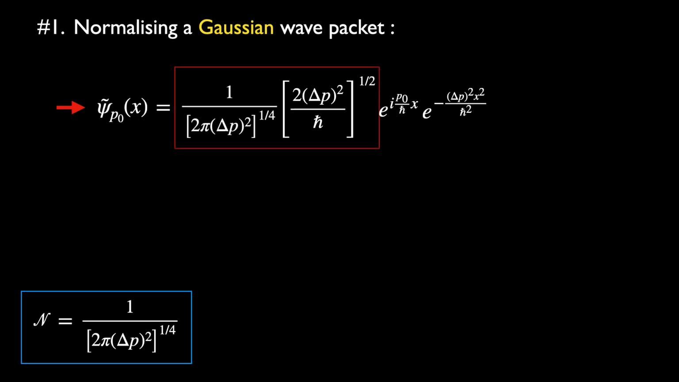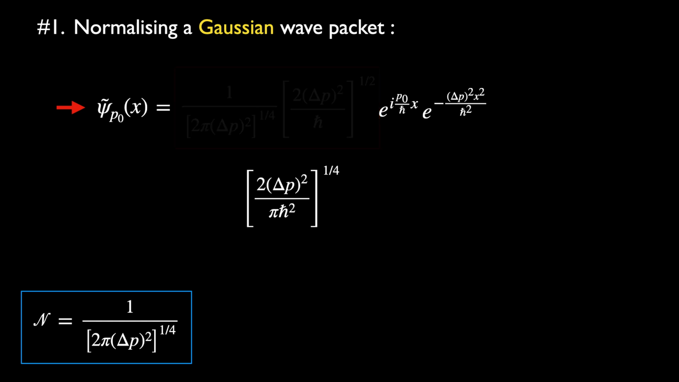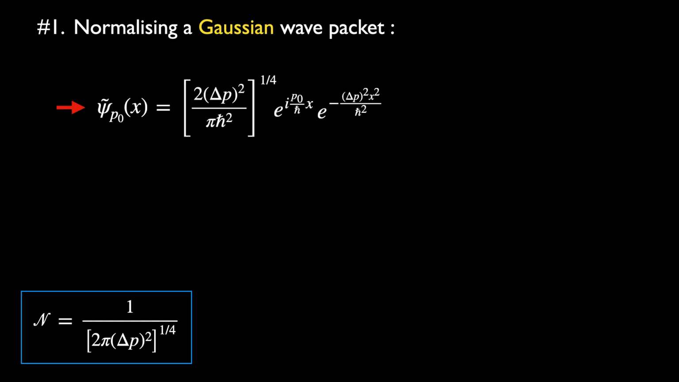Let's simplify this. Thus we now have the normalized wave function in position space. As discussed in the last lecture, this can be written as the bracket between the position state and the state psi p naught. Let's express this in the earlier integral form.